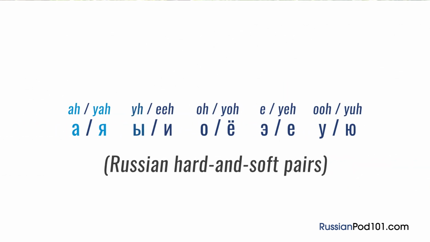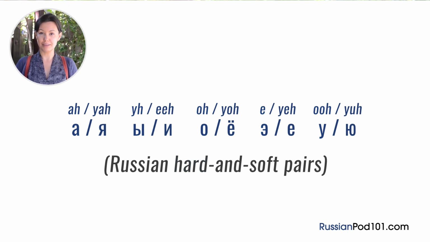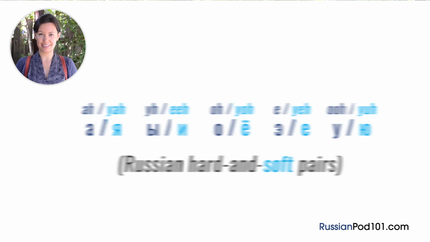A, ya, Ы, I, O, yo, E, ye, U, yu. So the soft vowels are ya, I, yu, yo, ye, and the hard vowels are A, Ы, U, O, E. So, if a consonant is followed by one of the soft vowels, it's considered palatalized.